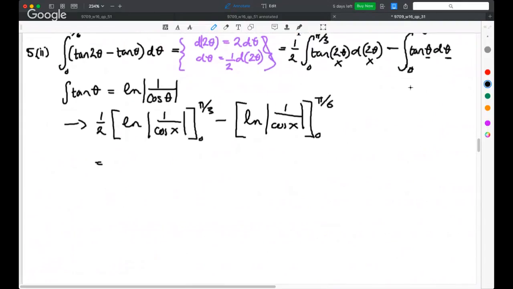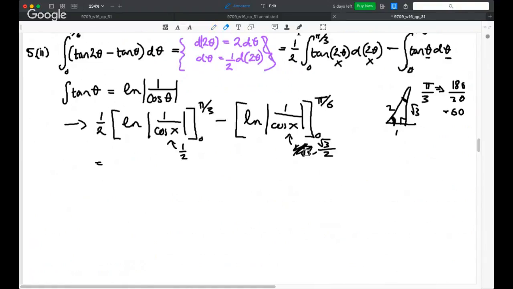Well, we remember from our special triangles, pi over 3, in degrees, that's 180 over 3, which is 60, and pi over 6 is 30. So the cosine of pi over 3, and this is the 1, 2, square root 3 triangle, is going to give us 1/2, and here it's going to give us 1 over square root 3. No, it's that one. Sorry. Square root 3 over 2. Going nuts. It's because 1 over cosine, so I'm confused.